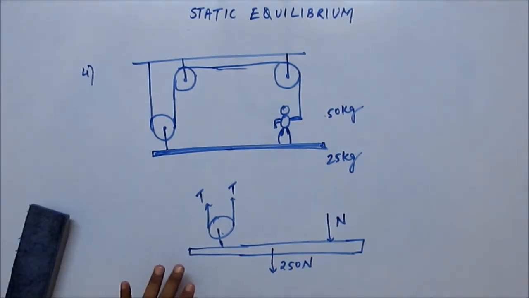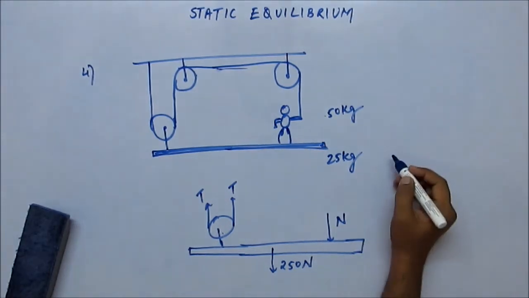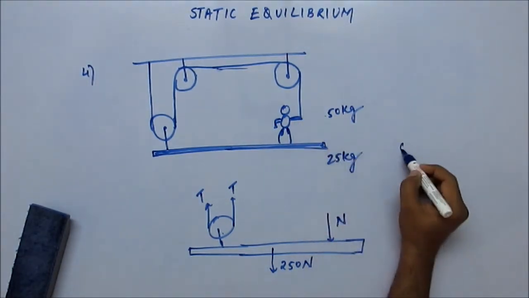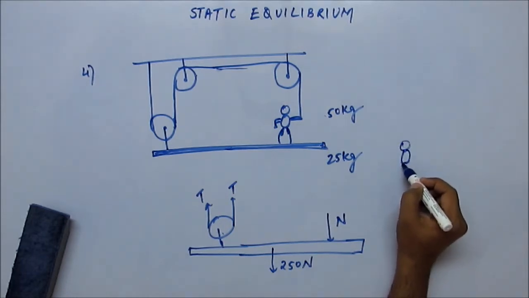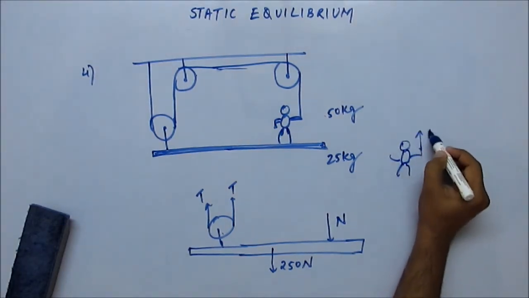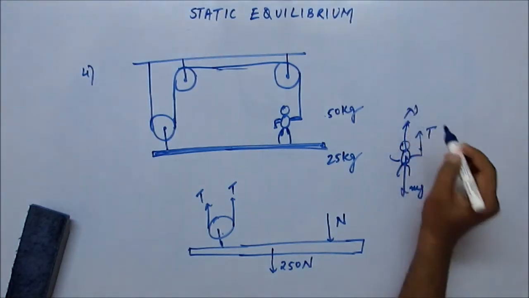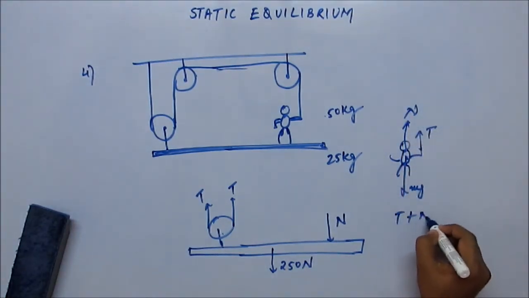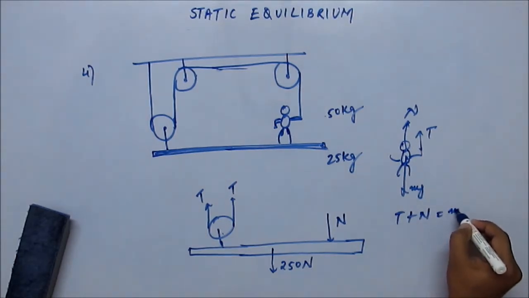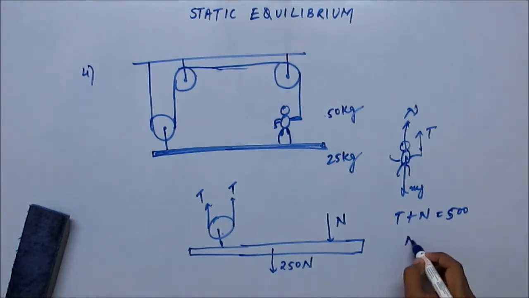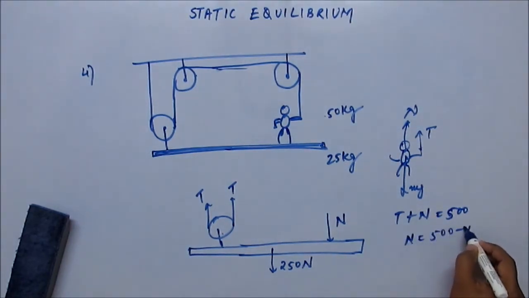This is also simple, and at the initial stage you should always try and think of different methods of solving. Now finding normal reaction is easy, because if you draw the man's FBD, there is some tension upward, mg downward, and normal reaction upward. So in this case, tension plus normal reaction is equal to mg, 500 Newton. So normal reaction from here is 500 minus T.